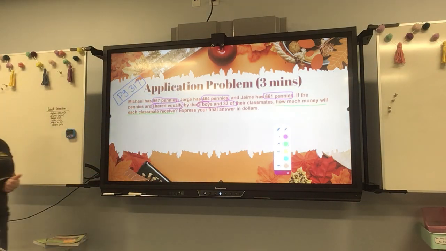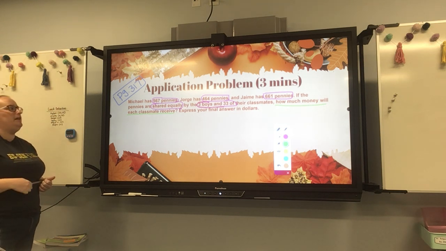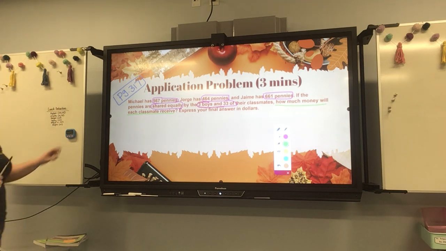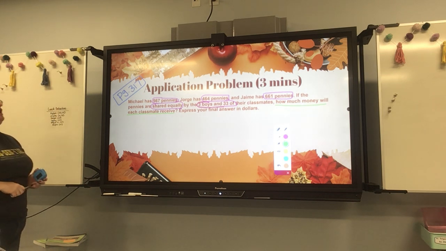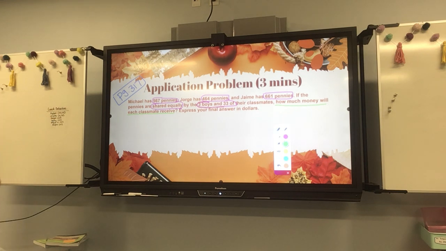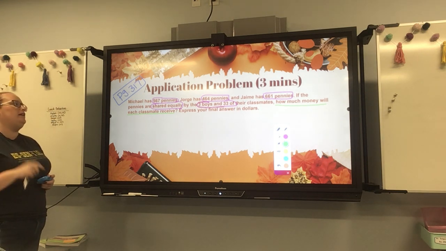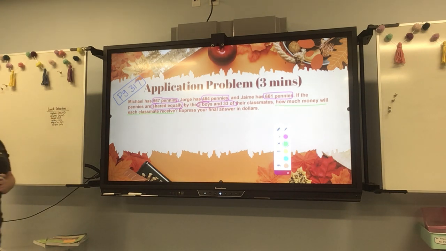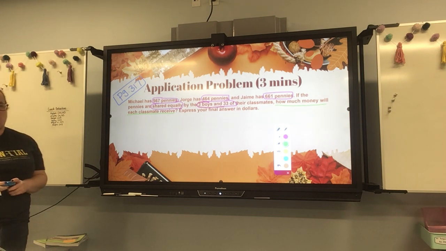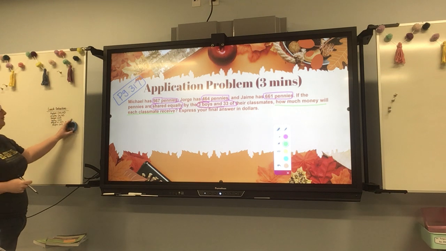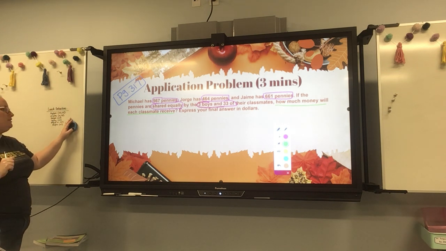Michael has 567 pennies. Jorge has 464 pennies. And Jamie has 661 pennies. If the pennies are shared equally by the 3 boys and 33 of their classmates, how much money will each classmate receive? You have 3 minutes.